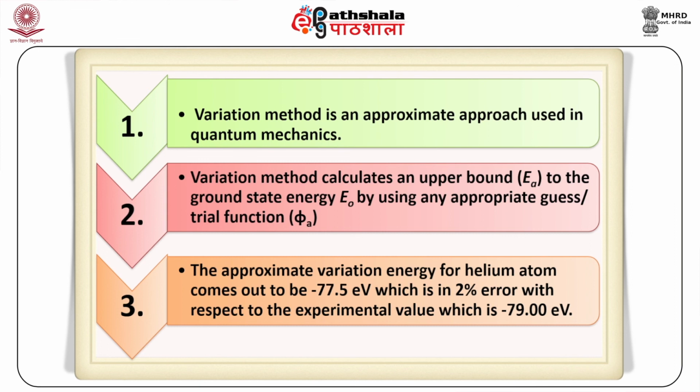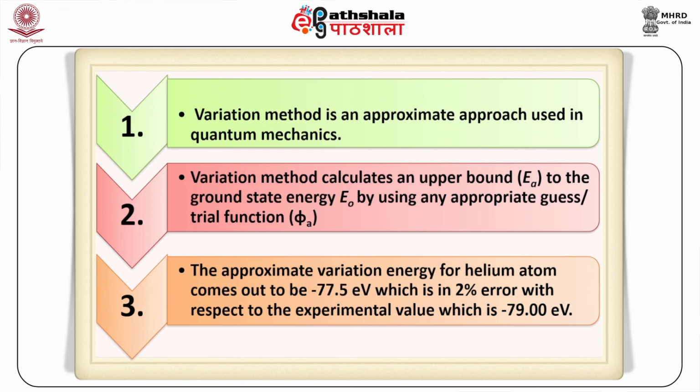Variation method is an approximate approach used in quantum mechanics to find eigenstates and eigenvalues of complex systems. In this module, we applied variation method to particle in a one-dimensional box to prove that variation method provides an upper bound to ground state energy. From this, we concluded that variation method calculates an upper bound EA to ground state energy E0 by using any appropriate guess or trial function psi A. The success rate of variation method depends on the choice of appropriate guess function.